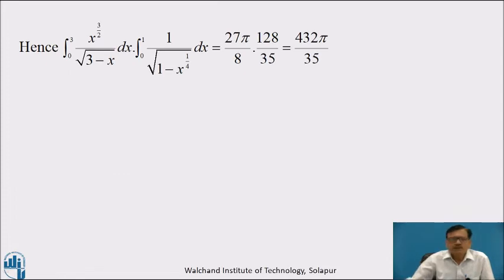And now finally you have to take the product of the two integrals. Hence the value of the first integral is 27 pi by 8 into the value of the second integral 128 by 35, which is equal to 432 pi divided by 35.